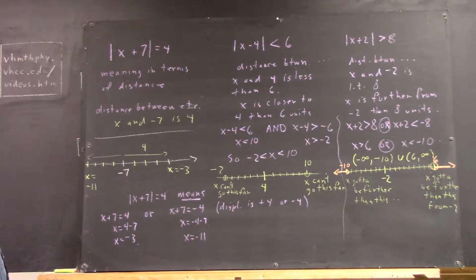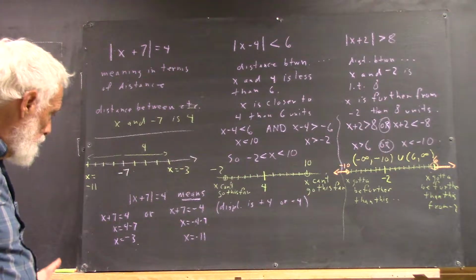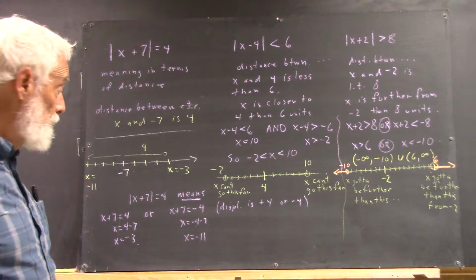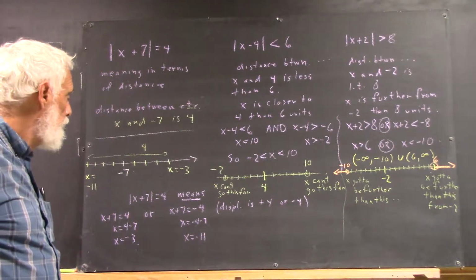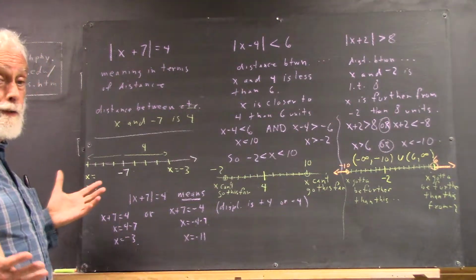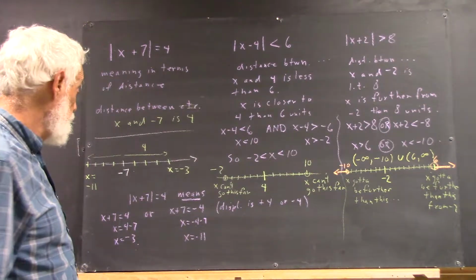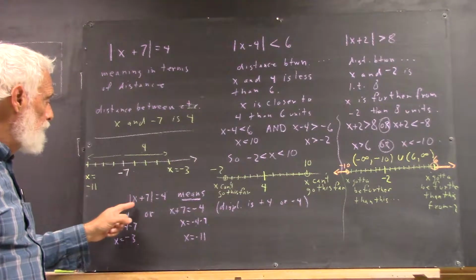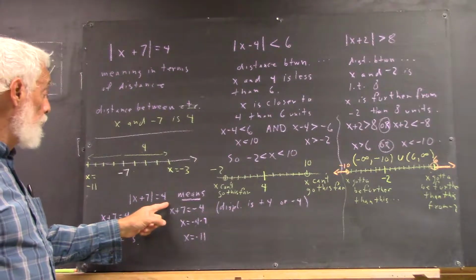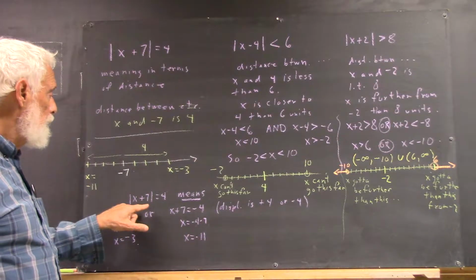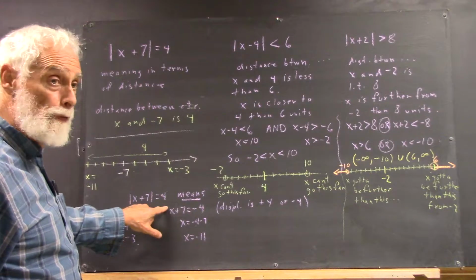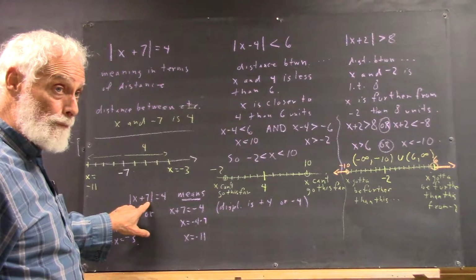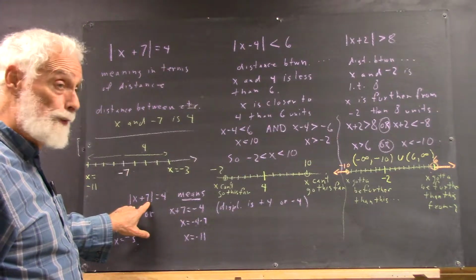Now, we can, of course, do this algebraically, and it's necessary to do it algebraically in many cases, and it's more convenient in most cases. So, here's how we interpret absolute value of x plus 7 equals 4. Well, how can the absolute value of a number be 4? Well, it's 4 if the number is 4, and it's 4 if the number is -4.